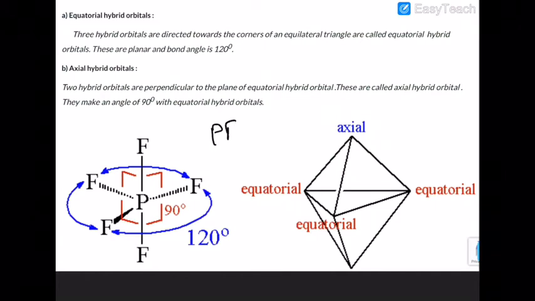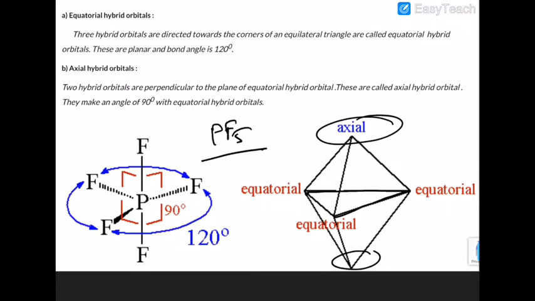Now look at that. I told you PF5 also has the same geometry. This is the triangular shape, so three sides of an equilateral triangle. All three corners will contain one atom each, and one atom is above the plane and one is below. So two axial positions are there. These are the three corners of the equilateral triangle, this is fourth, this is fifth.